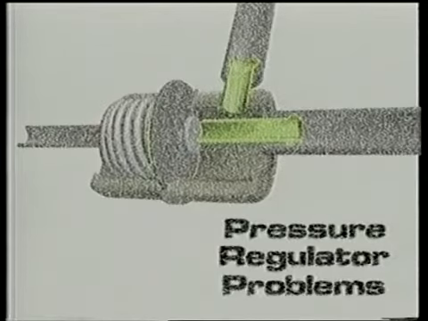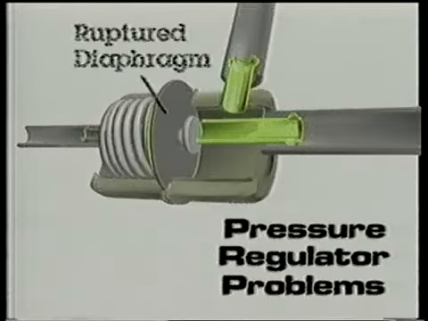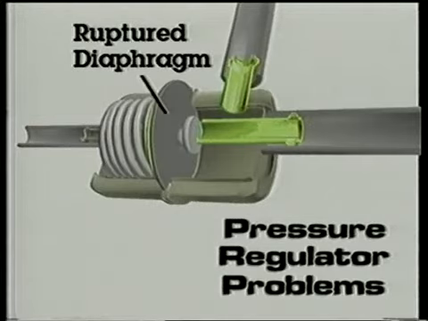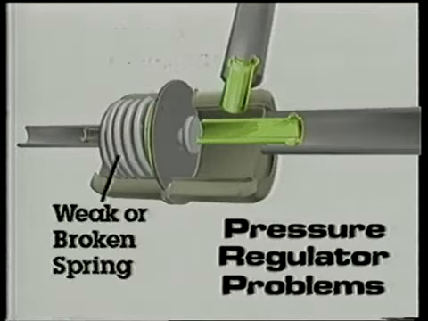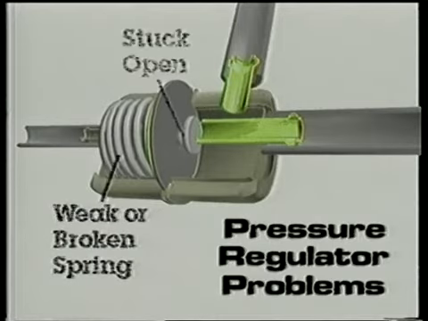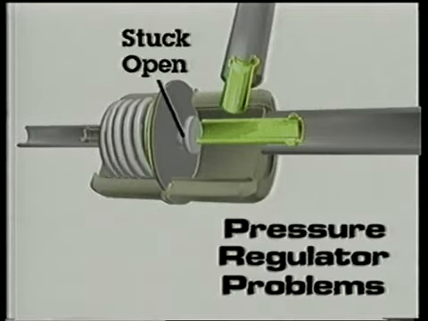Pressure regulator problems can cause various symptoms. A ruptured diaphragm in the pressure regulator, although not too common, can allow fuel leakage into the vacuum chamber. A weak or broken spring will reduce fuel pressure because too much fuel will return to the tank. A stuck open pressure regulator will reduce pressure even more.